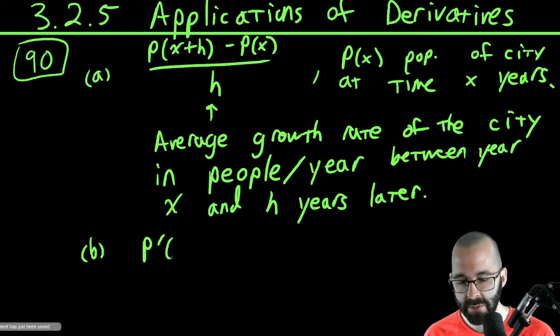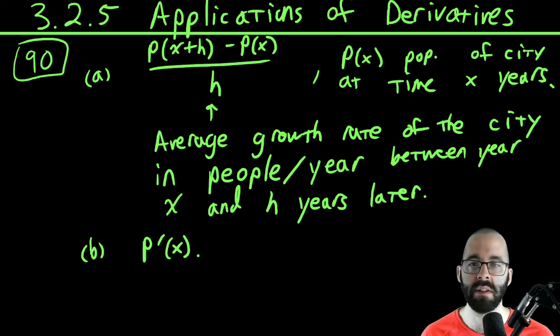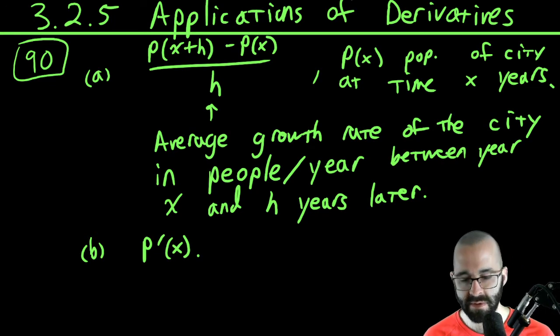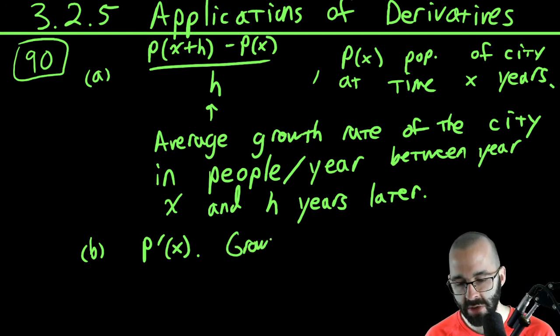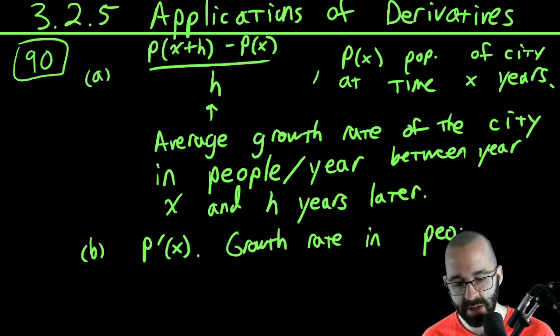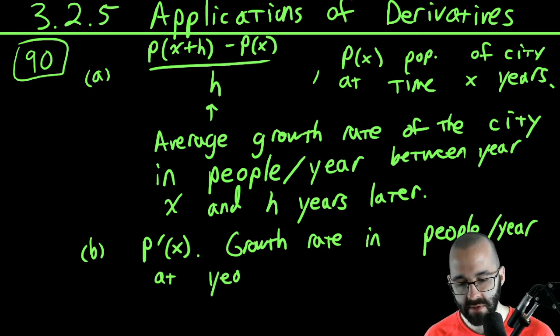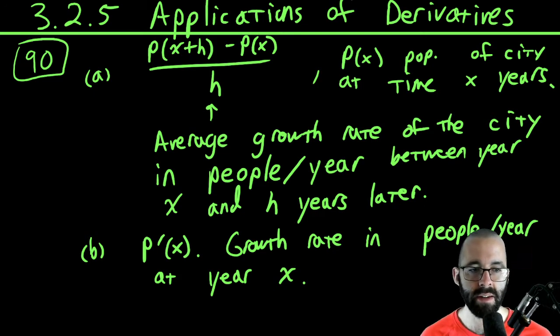Part B wants us to look at P prime of X. And again, A is always going to be average. B is always going to be instantaneous. So that's the growth rate at a specific time. Right? Growth rate, again, in people per year at year X. All right, that's it.